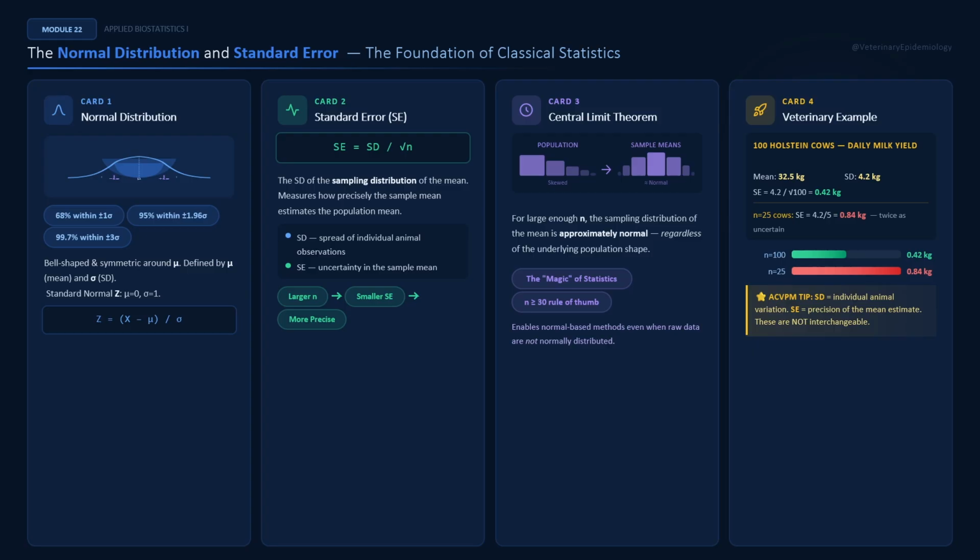Take our Holstein cows. Individual milk yields vary by about 4.2 kilograms, but with 100 cows, our estimate of the mean is precise to within about half a kilogram. And the magic ingredient here is the central limit theorem, which tells us that with a big enough sample, our sample means follow a normal curve even when the raw data don't. That's the foundation everything else today is built on.